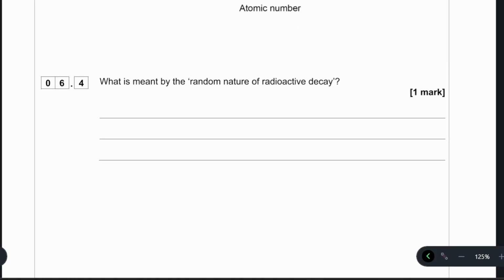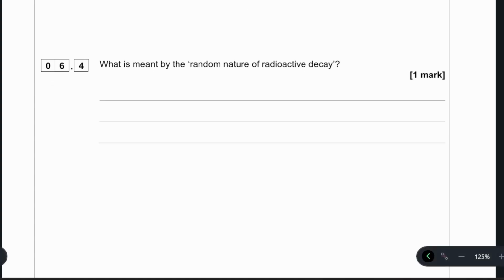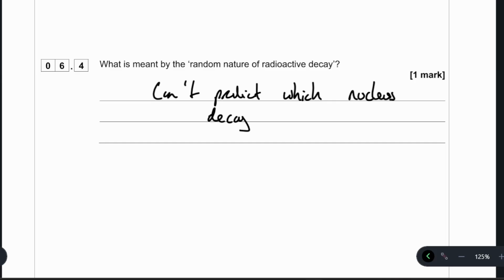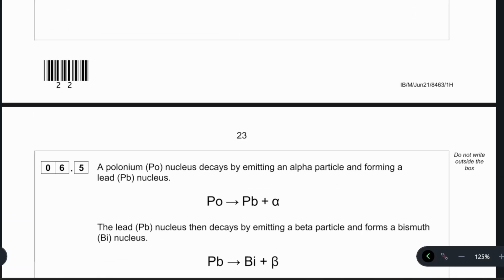Cool. Next question. What is meant by the random nature of radioactive decay? Well, essentially, if it's random, it basically means that we can't predict which nucleus will decay next. So if you have a bunch of nuclei in a radioactive element, we don't know which of those nuclei is going to decay next. We know that they'll decay, but we don't know which one specifically.